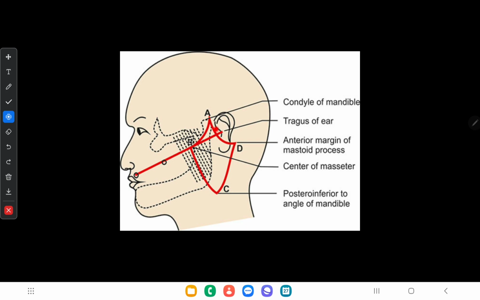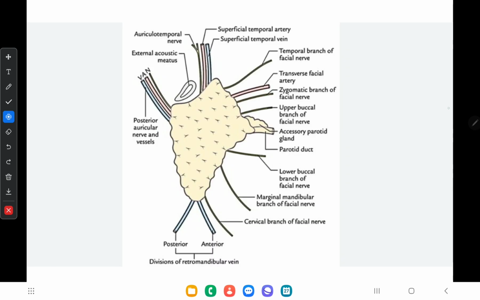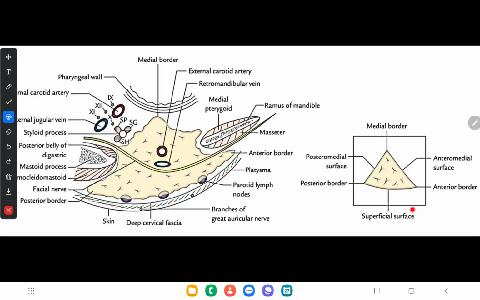Let's see what are the parts of the parotid gland and the surfaces as well as borders of the parotid gland. I told you earlier as well, the shape of the parotid gland looks like an inverted pyramid. So this parotid gland has a rounded apex here, and it points inferiorly. This is the rounded apex. Also, it has a narrow base. Here, look at this picture.